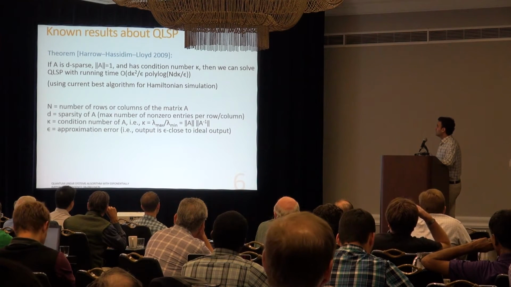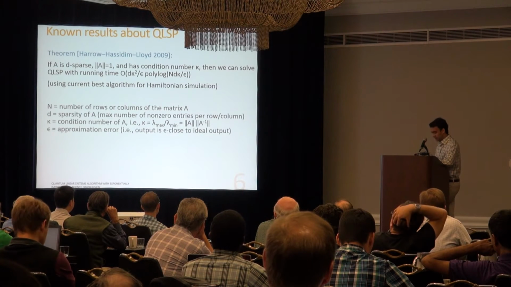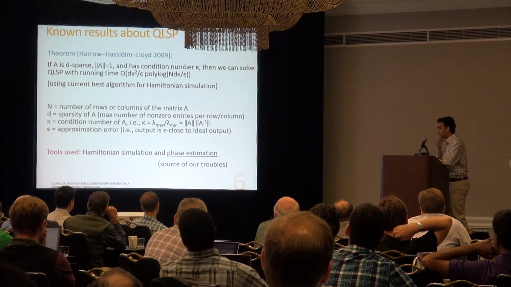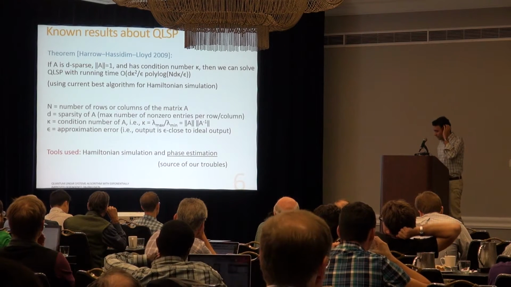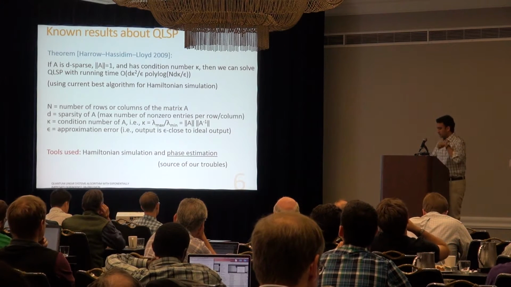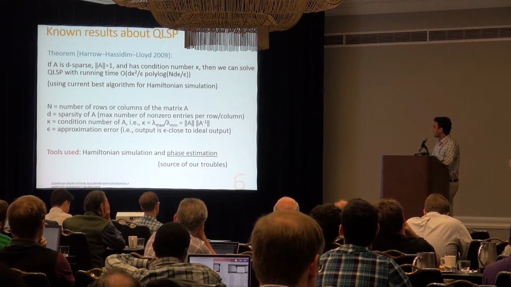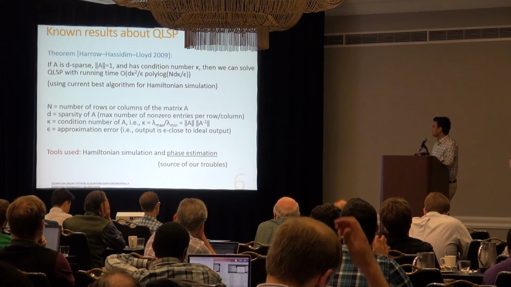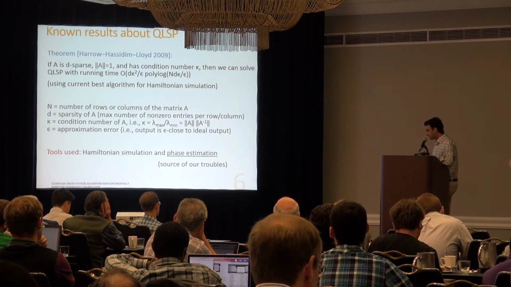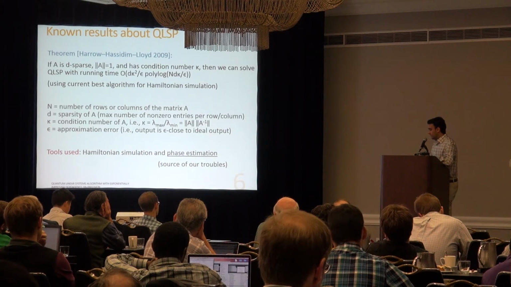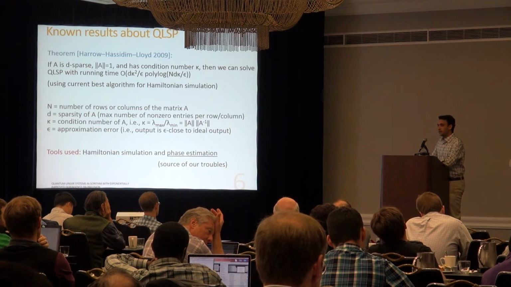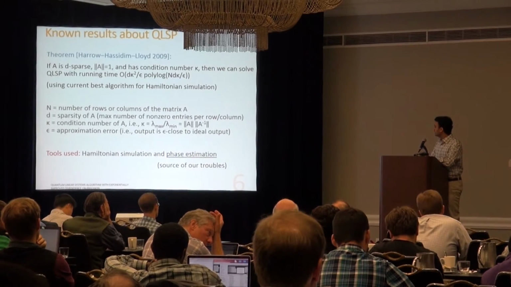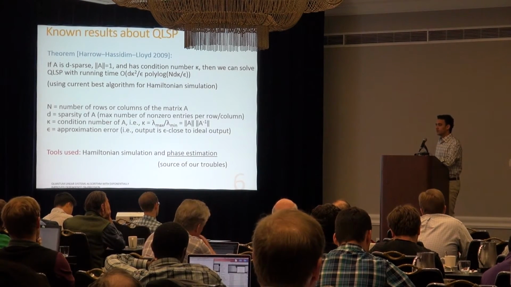And as I said, this algorithm uses Hamiltonian simulation. That's one of the main tools used. The other tool used is the quantum phase estimation algorithm. And this is really going to be the source of our troubles if you try to reduce the epsilon dependence. For those of you familiar with quantum phase estimation, if you want to differentiate between eigenvalues that are epsilon close, you have to spend resources that go like 1 over epsilon.